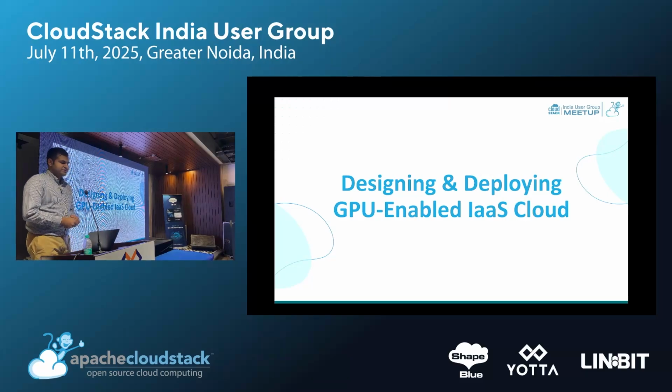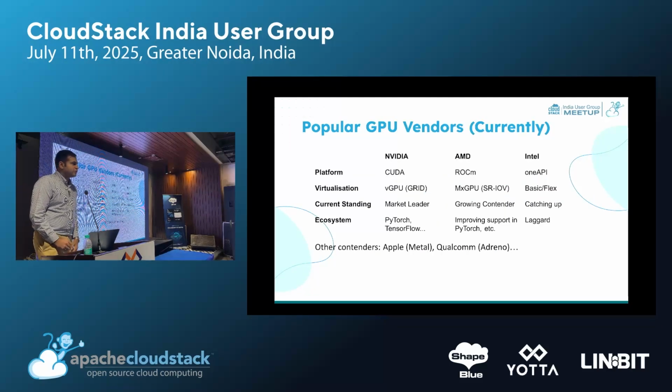Here's the next part, which is how do you design and deploy a GPU-enabled infrastructure-as-a-service cloud? CloudStack has the feature, but the question is, what's in it for me? How do I make use of this feature? I'm going to quickly summarize: these are the current popular GPU vendors, but our implementation in CloudStack is agnostic of any GPU-specific vendor. We know NVIDIA is the king, the top performer now, but our feature makes no assumption whether it's a GPU device offered by NVIDIA or AMD or Intel, and every one of them has a different type of GPU virtualization offering.